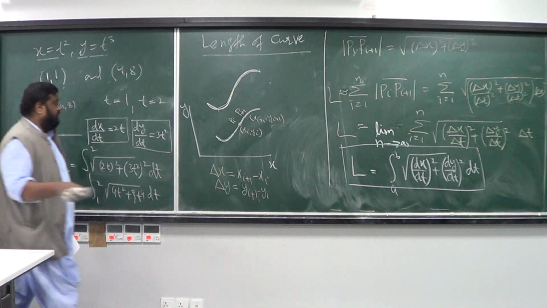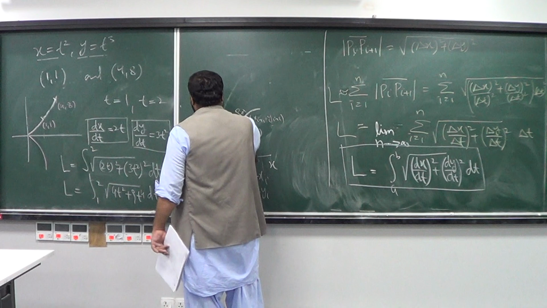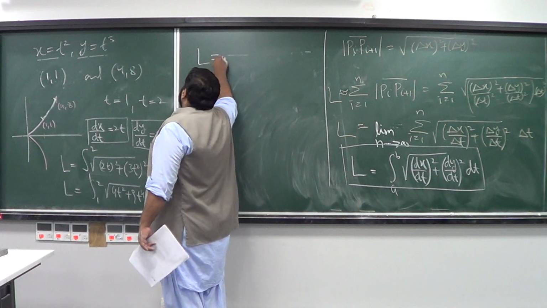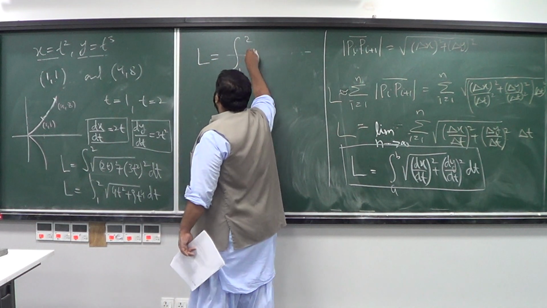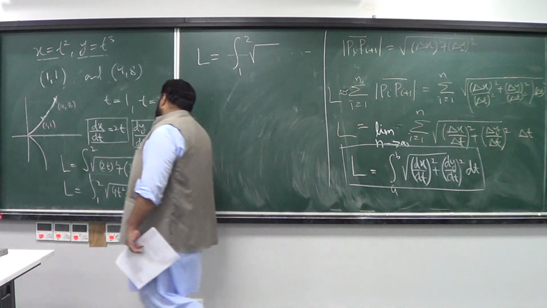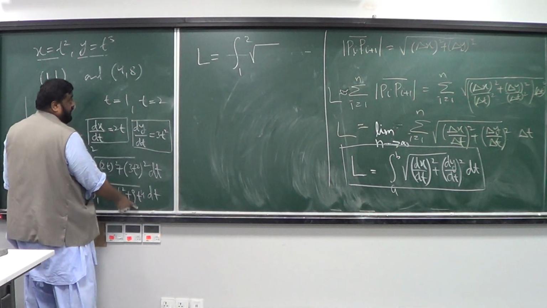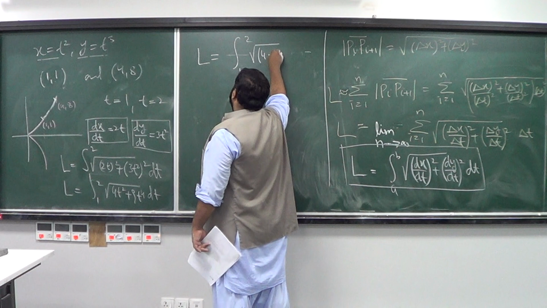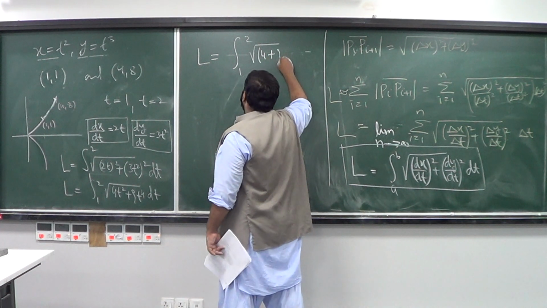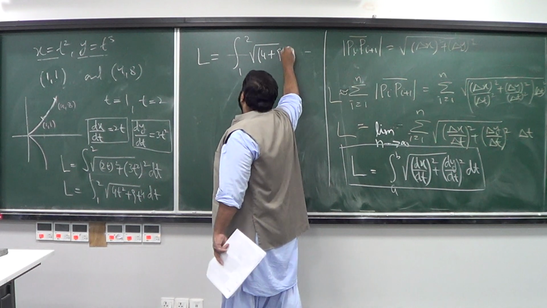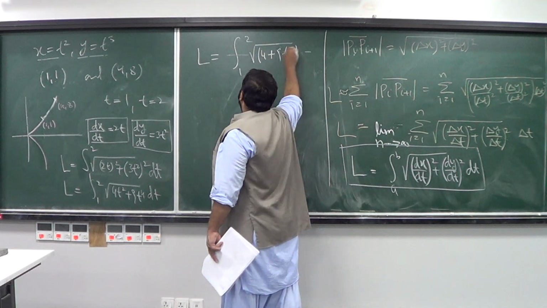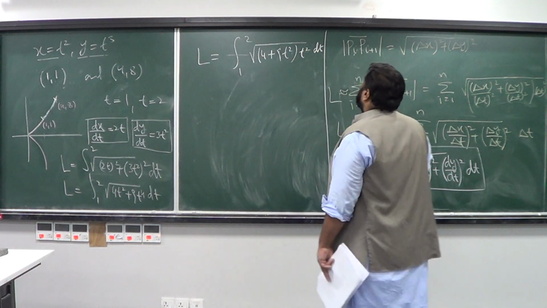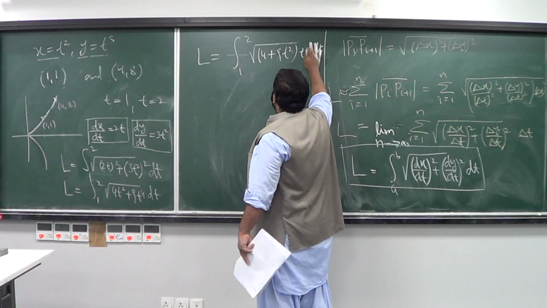Okay? So if you pull out t, from 1 to 2, square root of, the t square is common in both actually. So you can pull this t out. So it's going to be 4 plus 9t square times t square and dt. Okay. So you can get rid of this square root and square here.